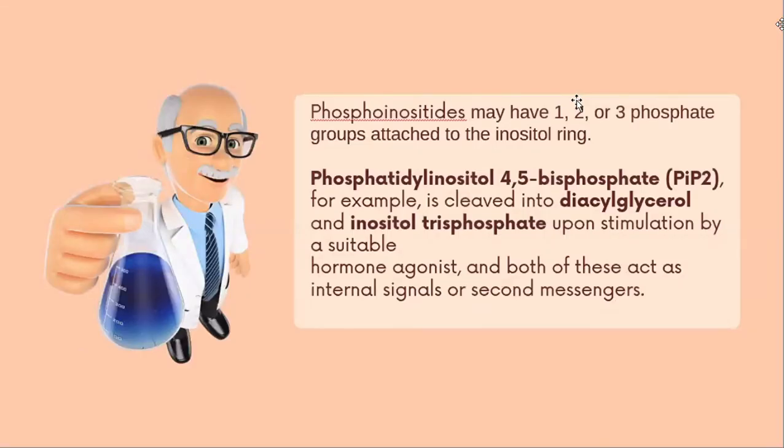Phosphoinositides may have 1, 2, or 3 phosphate groups attached to the inositol ring. Phosphatidylinositol 4,5-bisphosphate, so your PIP2, for example, is cleaved into diacylglycerol and inositol triphosphate upon stimulation by a suitable hormone agonist, and both of these act as internal signals or second messengers.